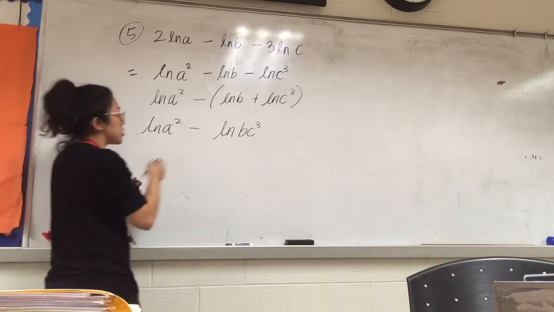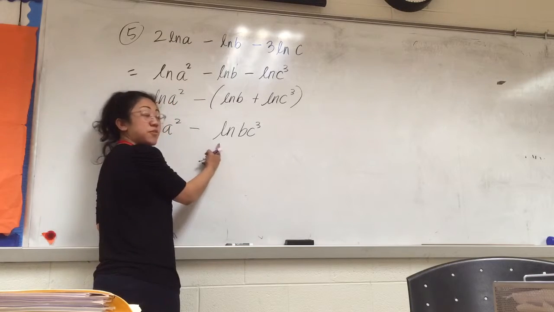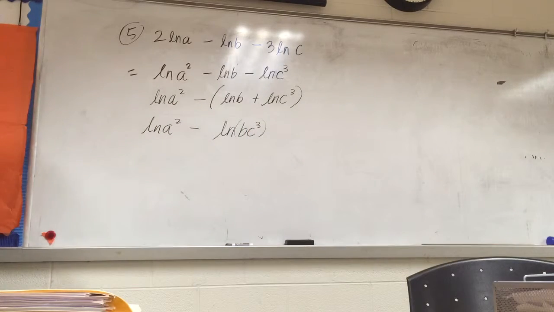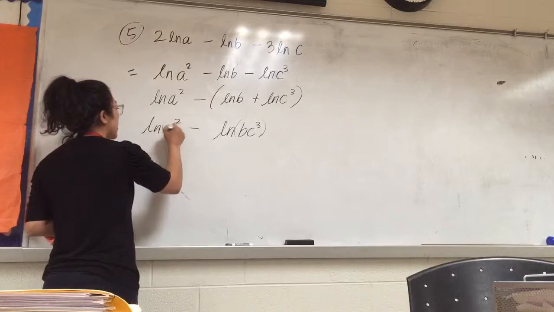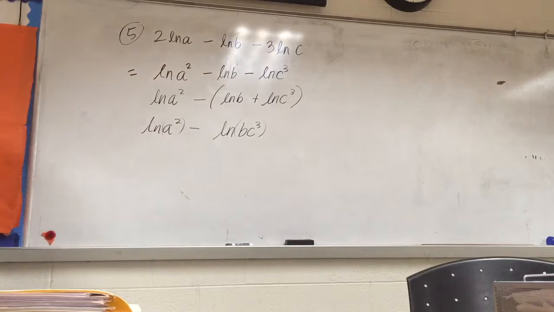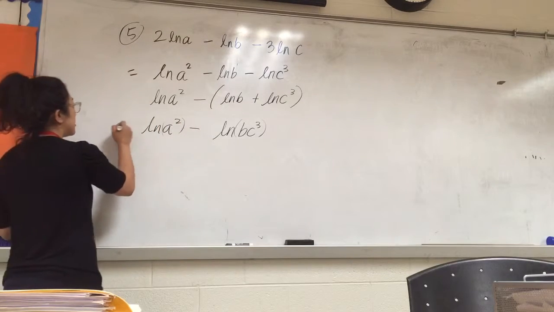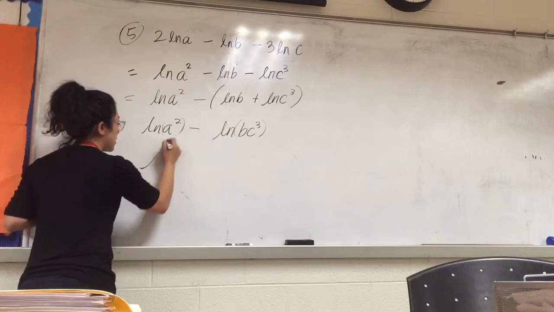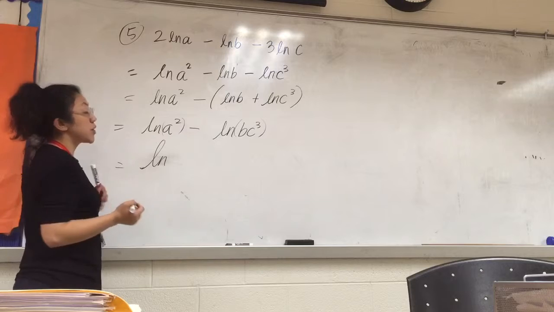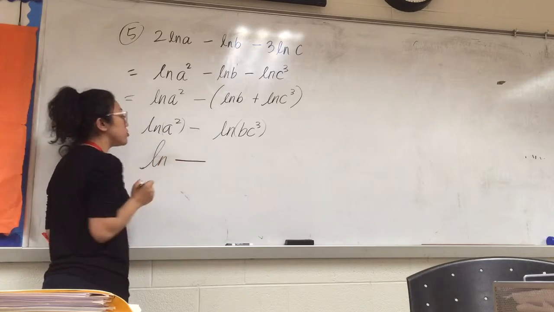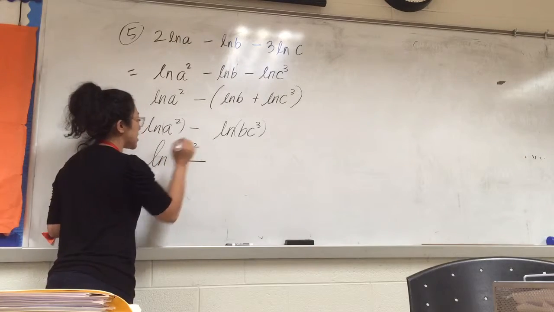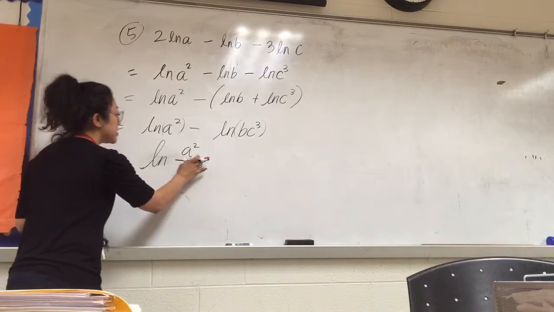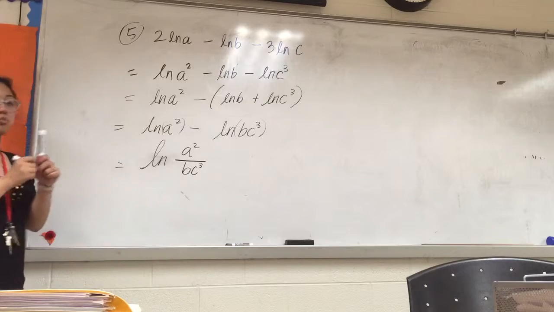This is a bunch of letters here. We know because this is an operation, this is a function, that we're taking the natural log of B C cubed. Over here we're taking the natural log of A squared. So now it's gonna be ln of A squared over B C cubed. We're gonna have a fraction, right? What's the numerator? A squared. And the denominator is B C cubed. This is using the quotient property.